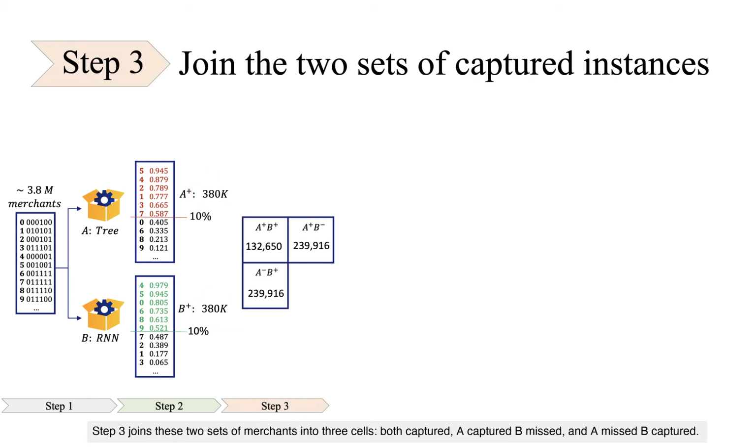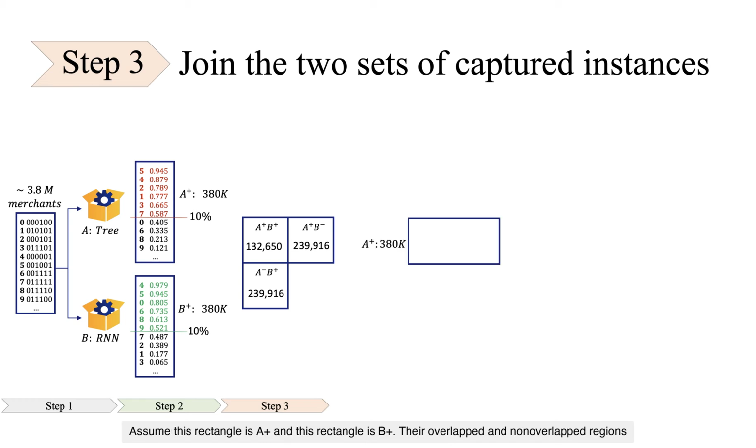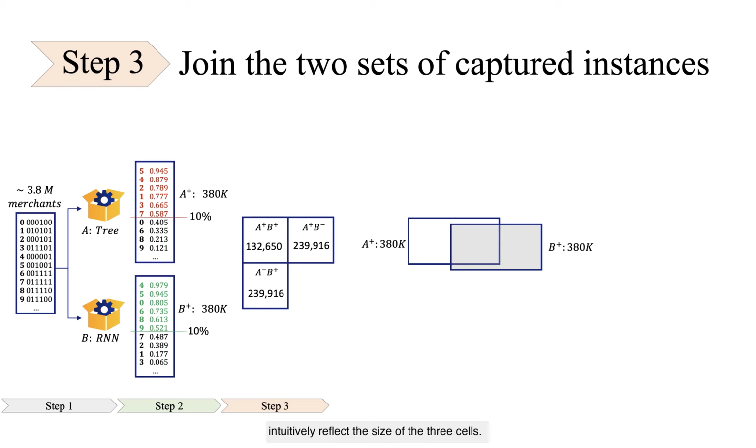Step 3 joins those two sets of merchants into 3 cells. Both captured, A captured, B missed, and A missed, B captured. Our disagreement distribution wheel uses 2 overlapped rectangles to encode this information. Assume this rectangle is A+, and this rectangle is B+. Their overlapped and non-overlapped regions intuitively reflect the size of the 3 cells.